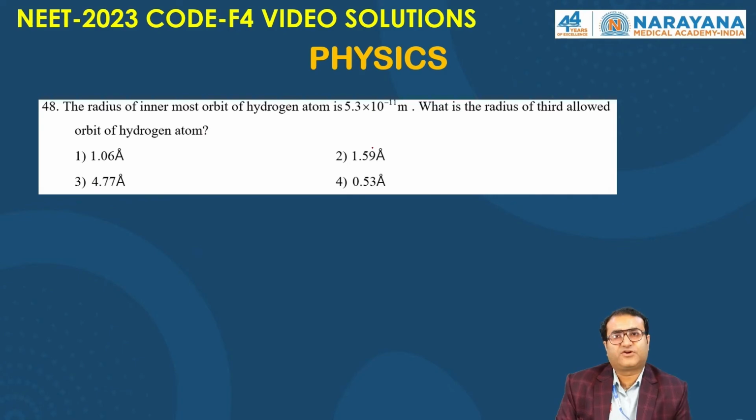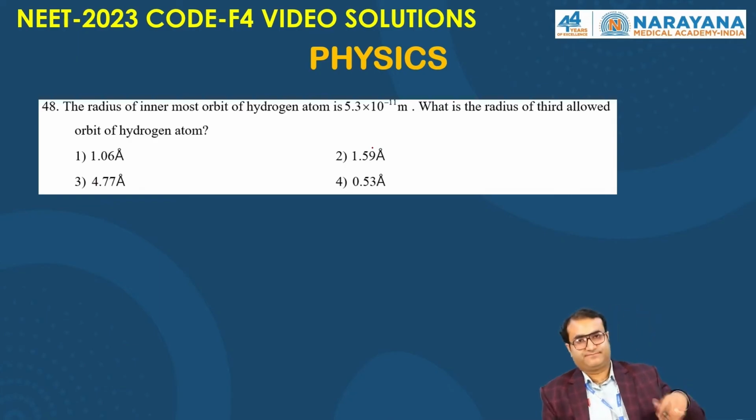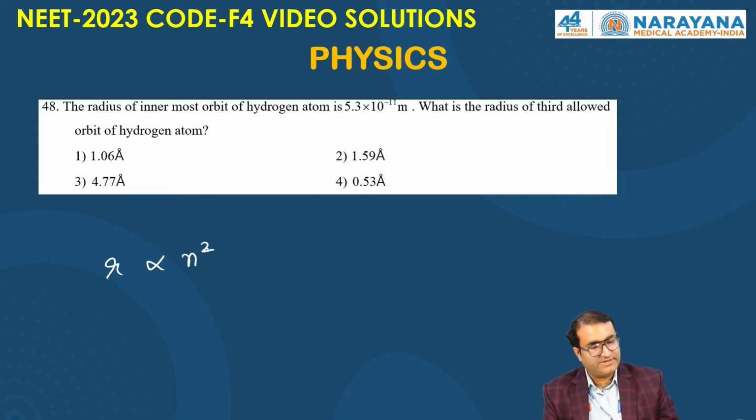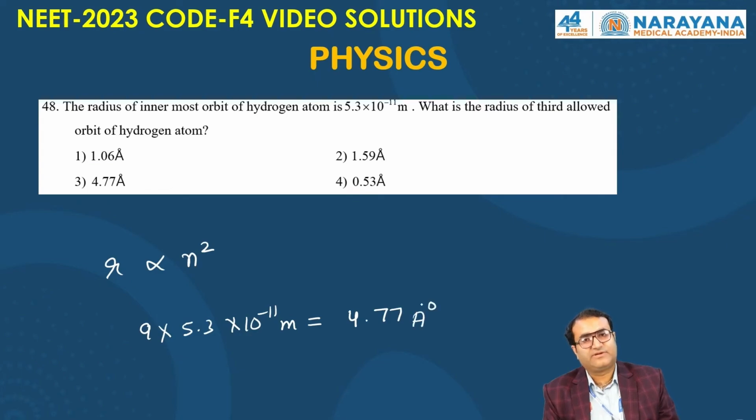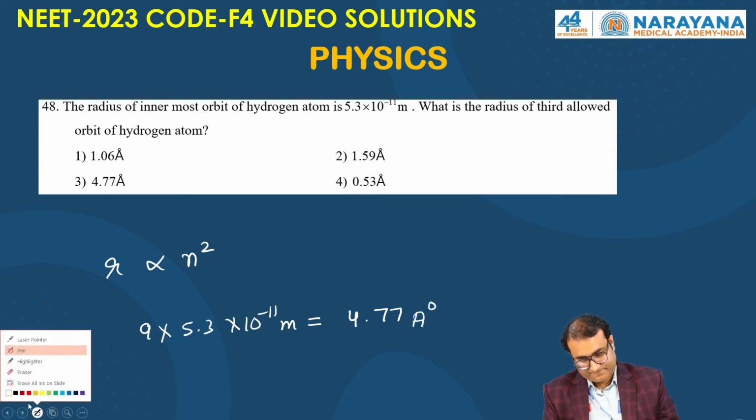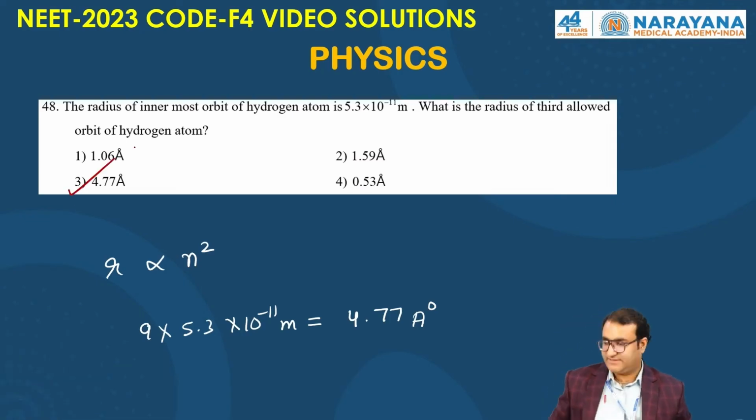Question number 48. The radius of innermost orbit of hydrogen atom is given, and radius of third allowed orbit of hydrogen atom. So radius is directly proportional to n square. Simply multiply by 9. 9 into 5.3 into 10 power minus 11 meter converted into angstrom. It will come out to be 4.77 angstrom by multiplying it by 10 power 10. We get third option as correct.